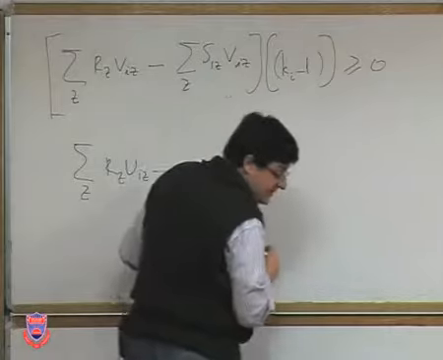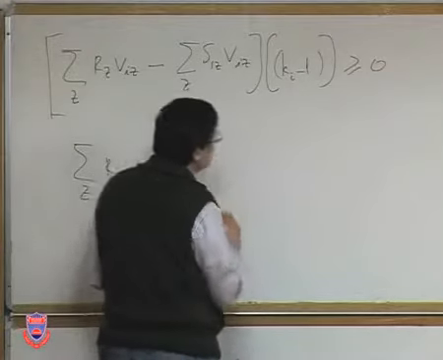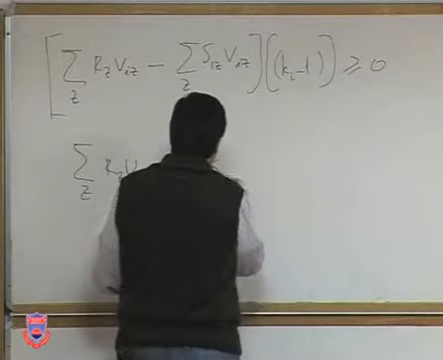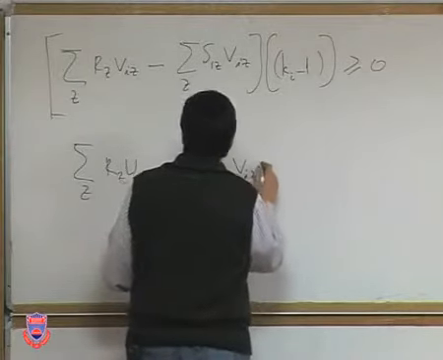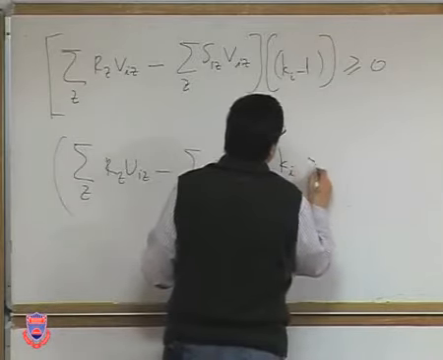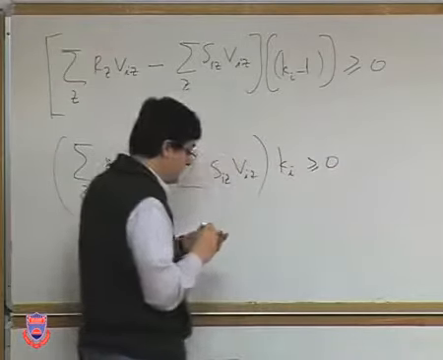minus summation S I,Z, V I,Z, multiplied by Ki, should be non-negative.